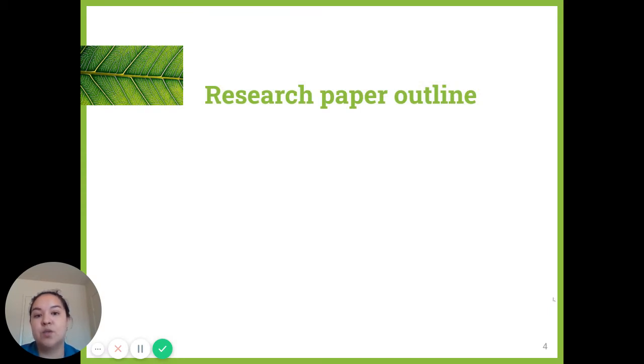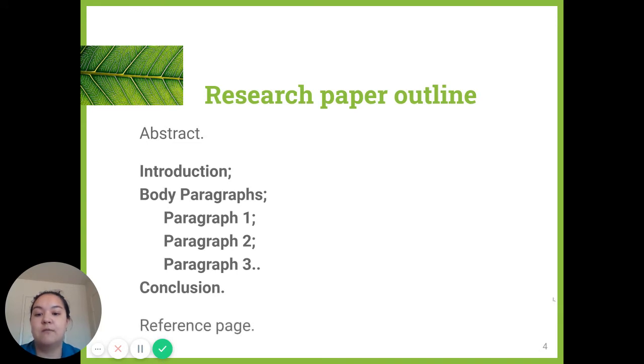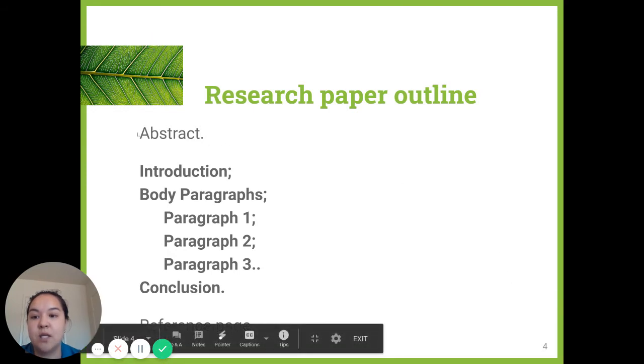Now let's talk about research paper outline. First, we start with an abstract. We have introduction paragraph, body paragraphs. There may be several body paragraphs: body paragraph 1, paragraph 2, paragraph 3, conclusion, and finally, reference page. So in this lesson, we're not talking about the abstract and how to write reference page.